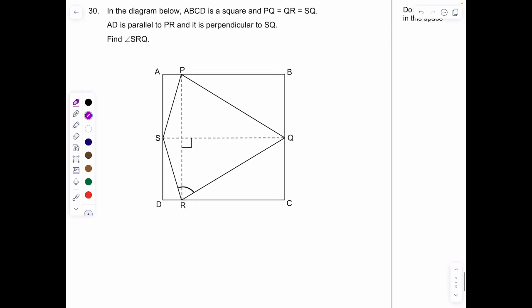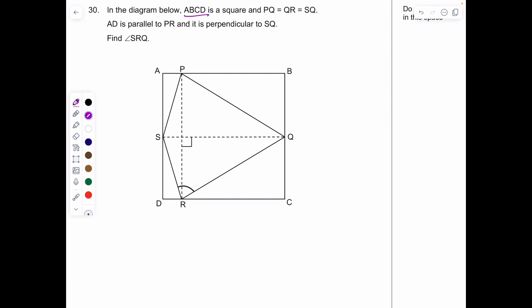Alright, final question. In the diagram below, ABCD is a square. PQ equals QR equals SQ. AD is parallel to PR, and AD is perpendicular to SQ. So let's put in all these details. So we know that PQ and QR, they are the same. And SQ is also the same.